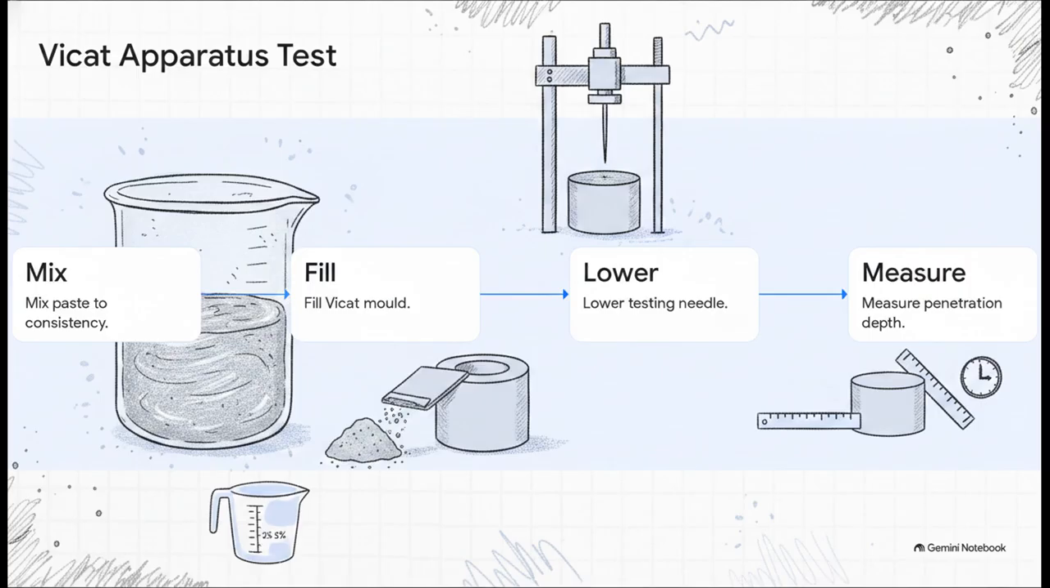This typically requires adding 25 to 35% water by weight of the cement. You fill your Vicat mold, smooth the top out, gently lower the testing needle until it touches the surface, release it, and then record the depth it sinks. You just keep repeating this process until the cement hardens enough to resist the needle entirely.